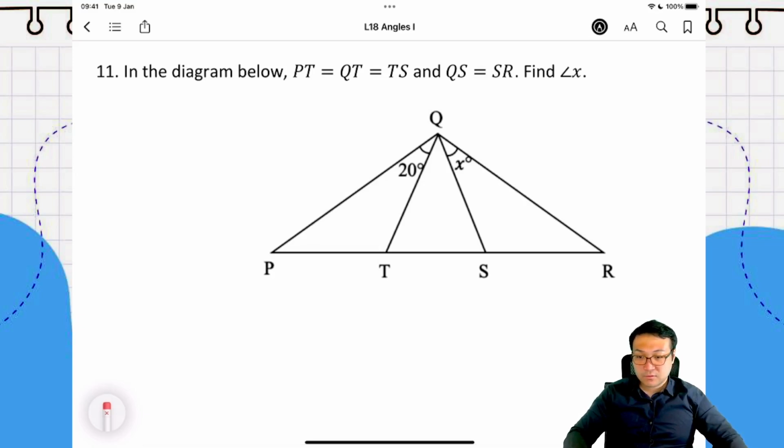Why don't I give you 2 minutes? Can you try to solve for angle x and type your answer in the chat? Caden Xia, wow, so fast. Caden, you got it already. Caden Lim also got it. Wow. Well done. Aiden also got it. Very good.